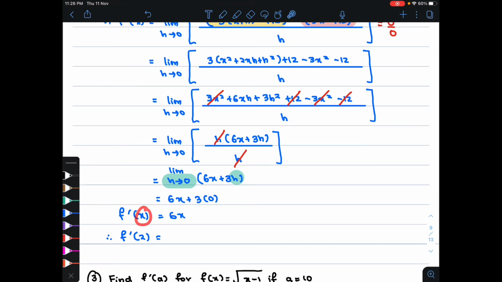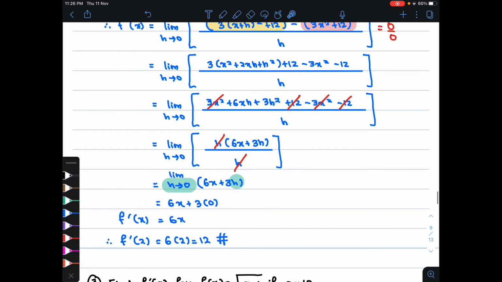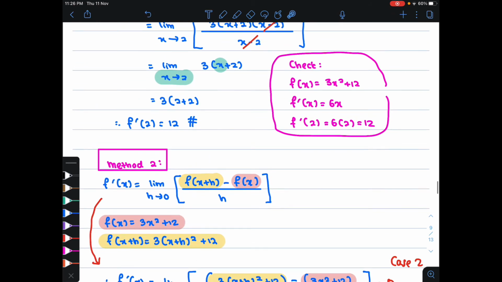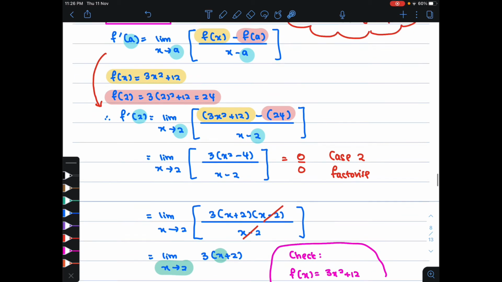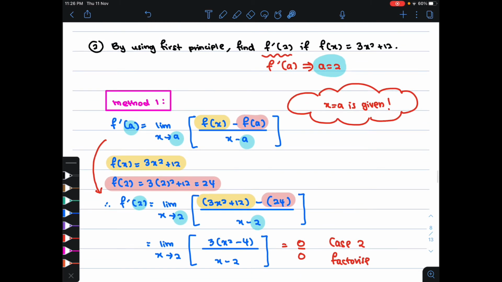If this is x, this is also x. Therefore, f prime 2 is 6 times 2, which is 12. So, using the second method, you're gonna get the same answer again, which is 12. However, in terms of concept, it is much better for you to use method 1 instead of method 2. Whenever you are given the value of a, always use the second formula of first principle. So this method is preferable for this kind of question.